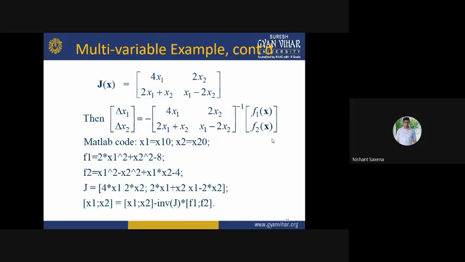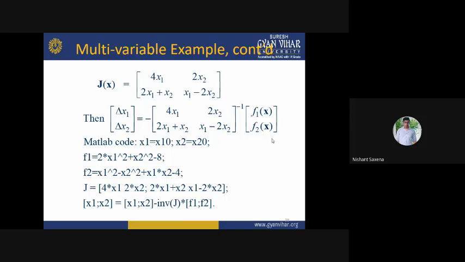Then we have to find out the deviations. To find the deviation delta x, we have to take the inverse of this matrix and multiply it with the function values. So I have written the MATLAB code for this, and with the iterations we will try to solve it. We have taken x1 equal to x10 and x2 equal to x20. Therefore, f1 is written as 2x1 square plus x2 square minus 8, and f2 is x1 square minus 2x2 square plus x1 into x2 minus 4. And the Jacobian matrix is also written in this way.